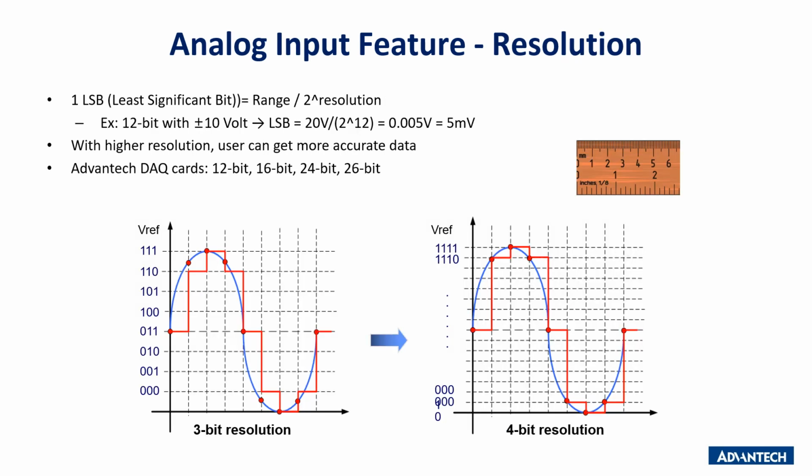The second analog input feature is resolution. Based on the picture, we can see that when the resolution becomes higher, we can get more accurate data. In the Advantech DAQ card, we provide 12-bit, 16-bit, 24-bit and 26-bit.